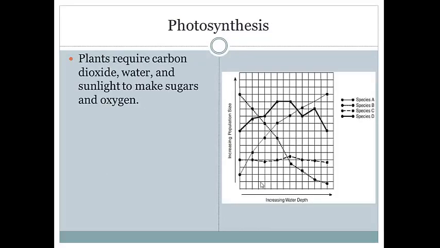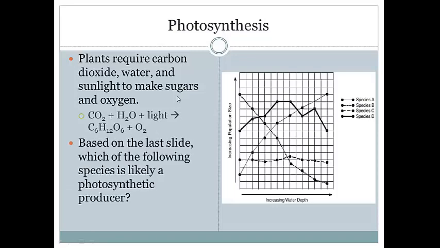So for photosynthesis, plants require carbon, water, and sunlight to make sugars and oxygen. So here's the formula for that. I have carbon dioxide with water and light, and we're going to produce sugars. So this is glucose, it's a sugar, and we also produce oxygen.